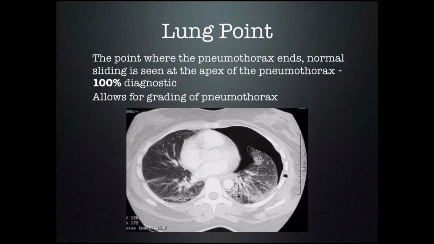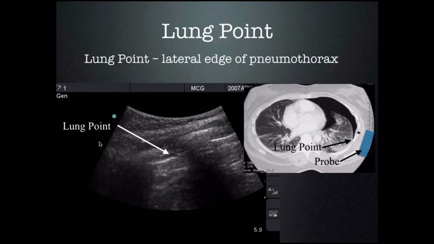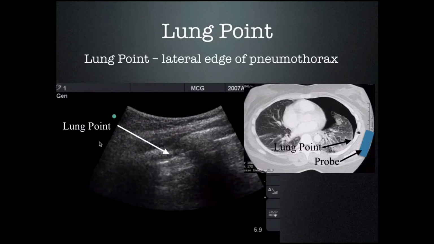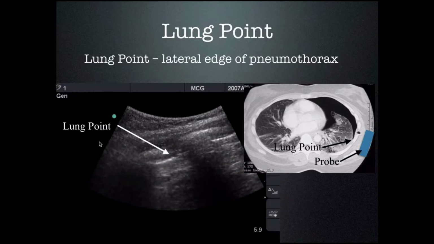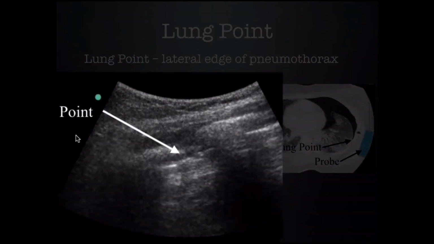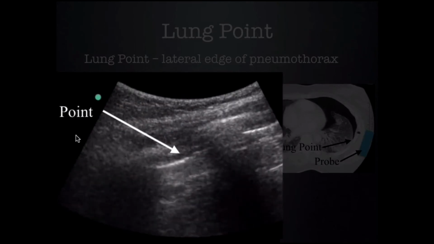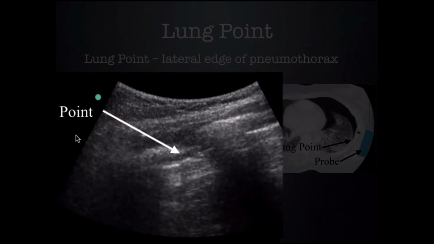But because we use ultrasound and we can see things in dynamic motion, the lung point will look like it moves. So you can see here where we placed our transducer on the lateral chest wall. We're imaging the point where the pleural surfaces are touching and where the pleural surfaces are separated by air. And because the lungs are moving in and out with air, that point will move up and down the chest wall. And that's what we see here on the image on the left.